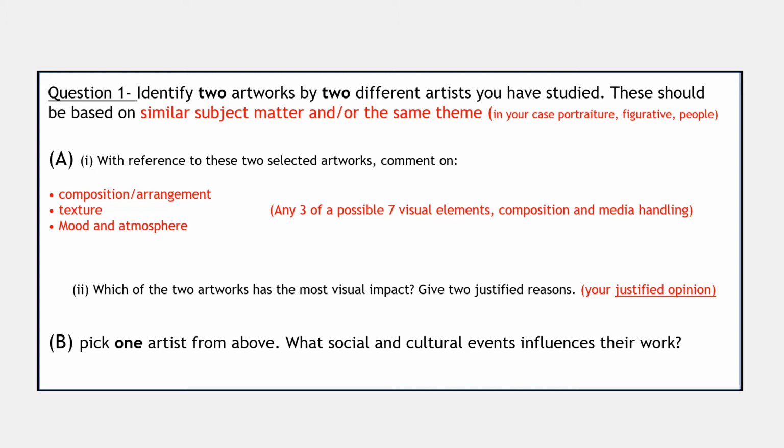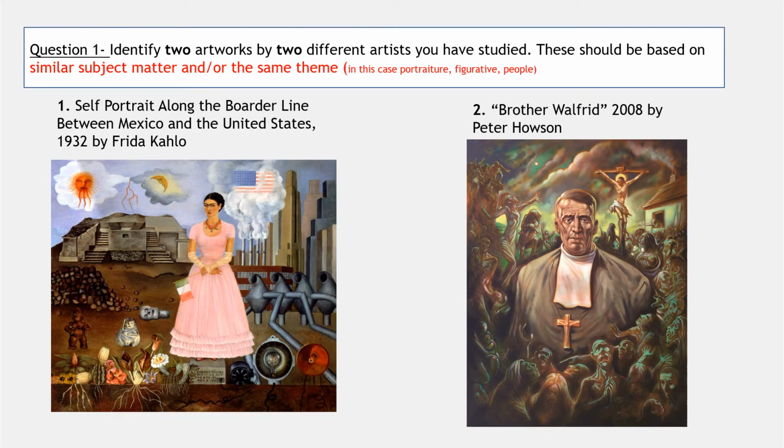And then part B is to pick an artist from part A and write about the social and cultural events that influence their work. So we should know by now that the two artworks by two different artists that we've been studying in class have been Self-Portrait Along the Borderline Between Mexico and the United States by Frida Kahlo and Brother Wilfred by Peter Howson.